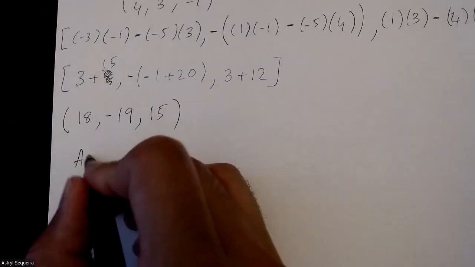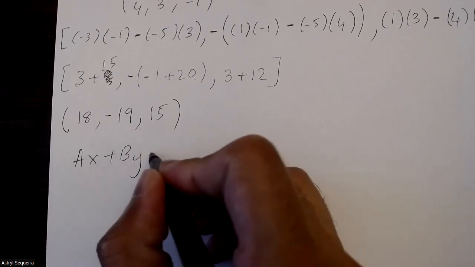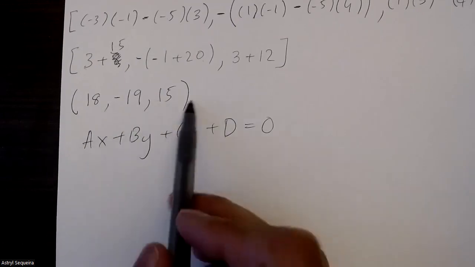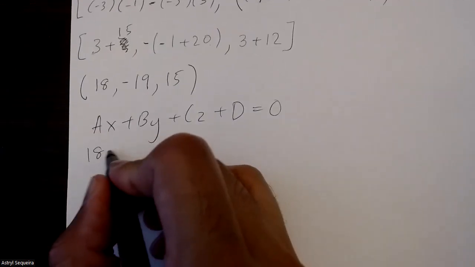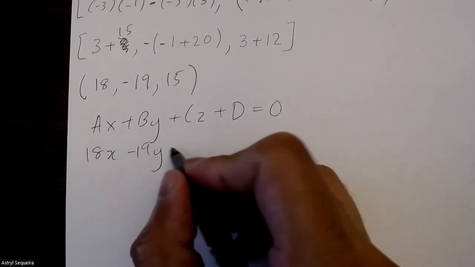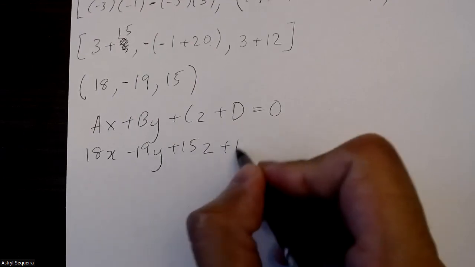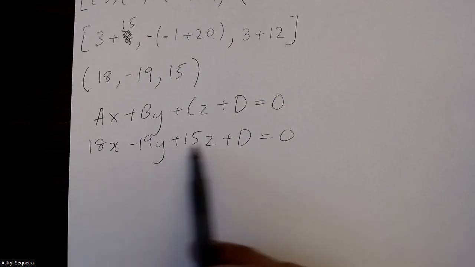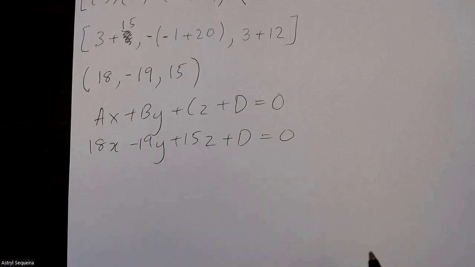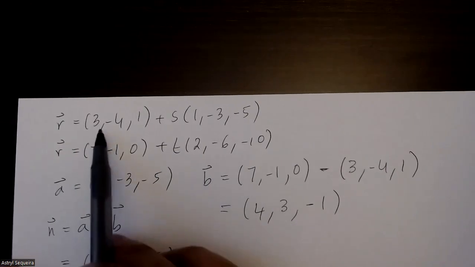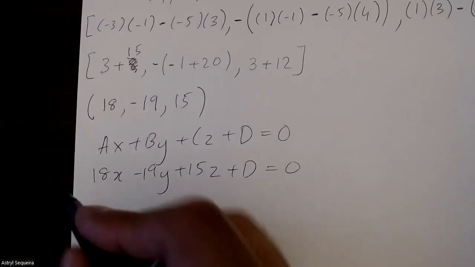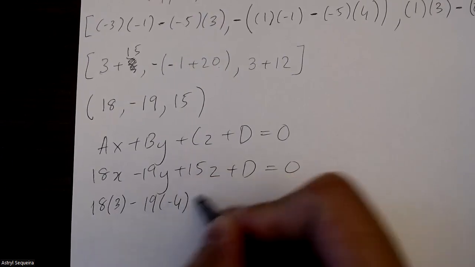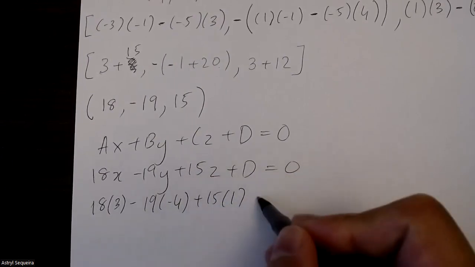We can go to our Cartesian equation now. Remember, these are my A, B, and C values. 18x minus 19y plus 15z plus d equals 0. And in my point for x, y, z, it doesn't matter which point I use. I'll just use the first one, 3, negative 4, 1.